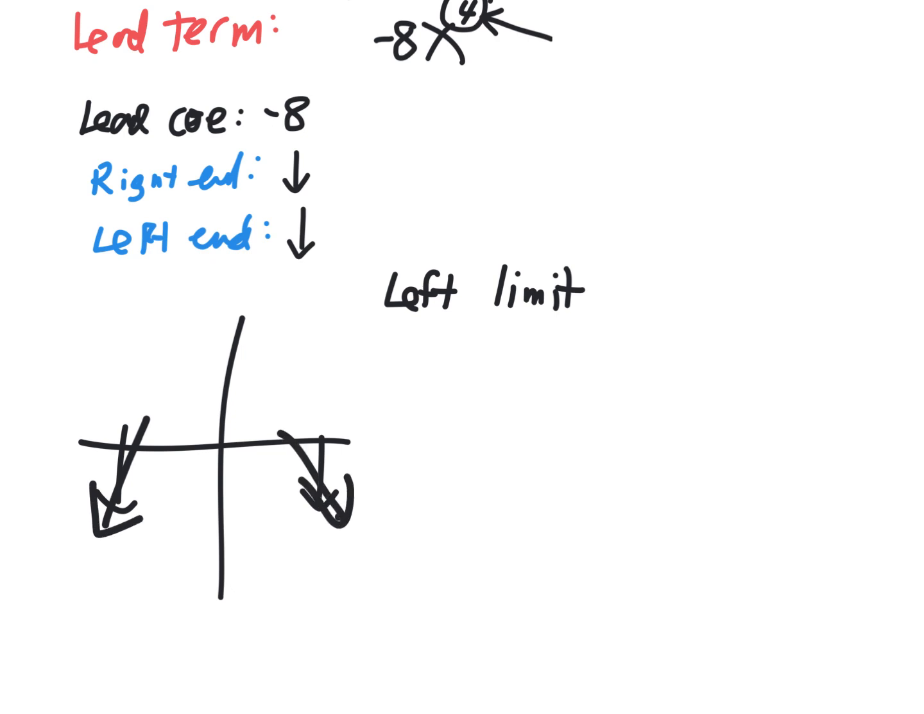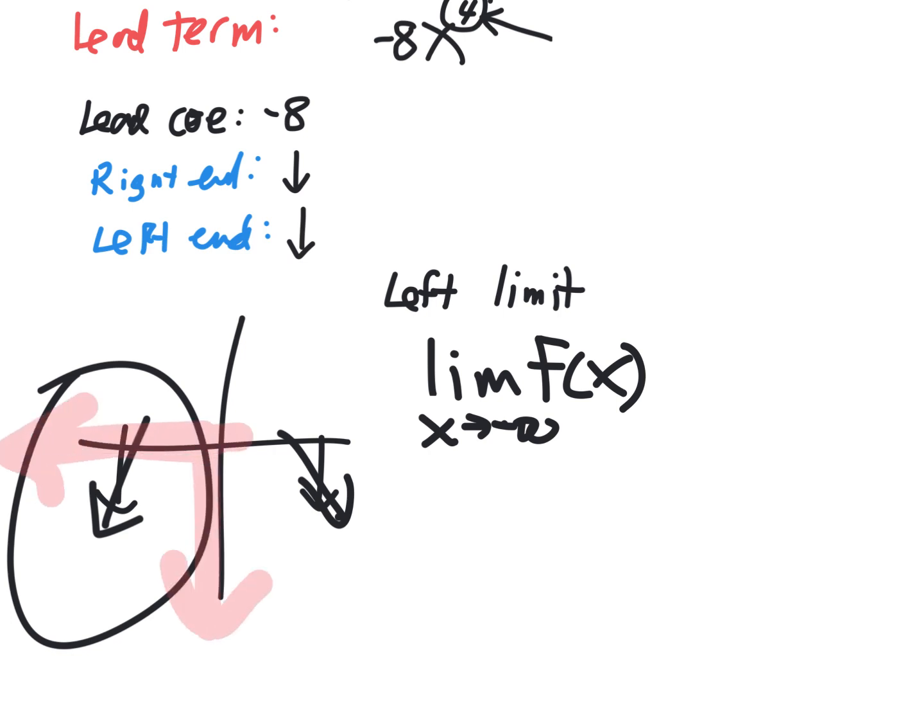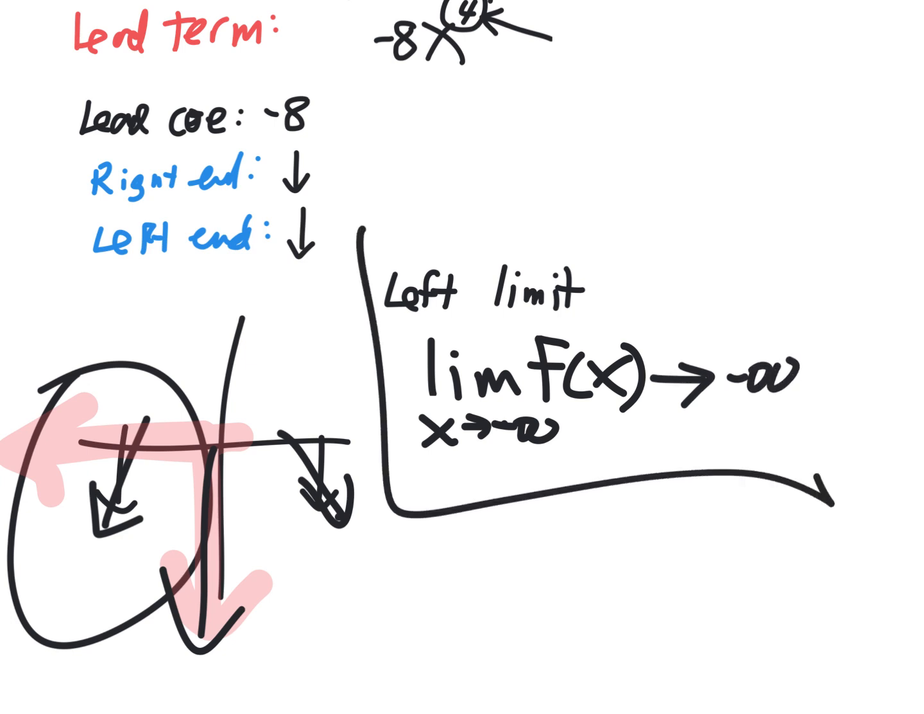All right, so the left end limit is that one, and I write lim of the function as x approaches negative infinity. Why negative infinity? Because it's going this way. And it's also going that way. So when it comes to the y, see, this is the y direction, it's going towards negative infinity. So negative infinity, negative infinity.